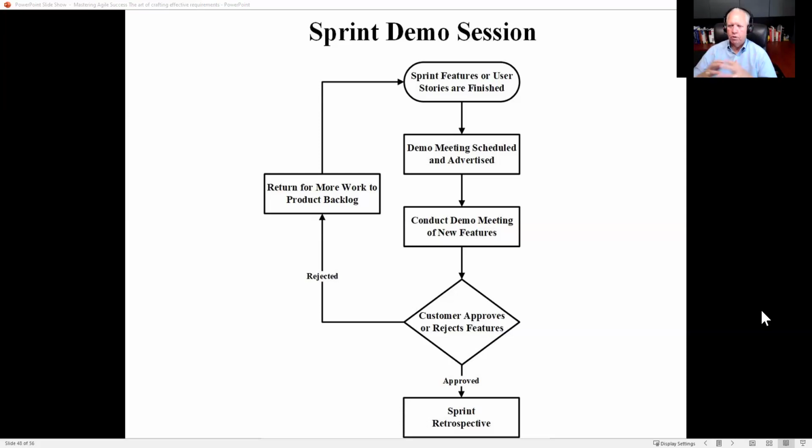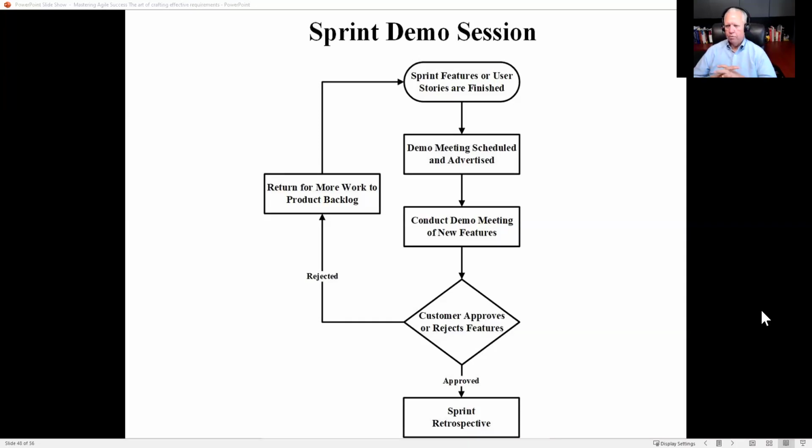So you've got the customer, the product owner, you might have other people there. So the customer approves or rejects the features. That's where your validation is. The customer sees it, they like it, not quite there on something, okay. But the issue is that the customer is able to be there and see what's going on.